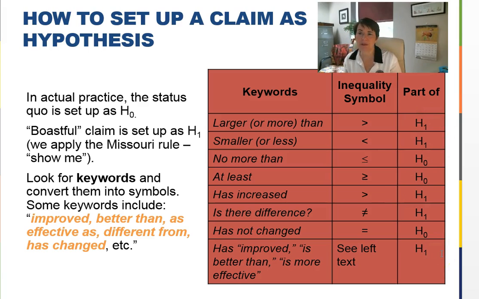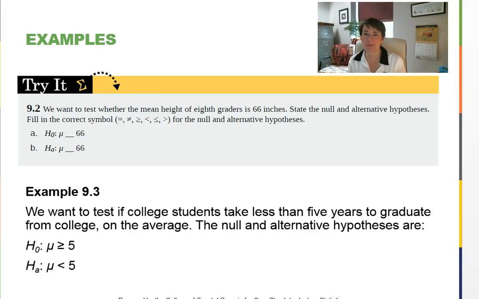Just some ideas of keywords and what they mean and what that would then mean for the hypothesis. Sometimes you go over these in math classes, in algebra classes, I guess I meant, where you're looking for what kind of words in a word problem mean certain symbols. And this is just a handy chart to let you know that. This other example, we want to test whether the mean height of 8th graders is 66 inches. Right there you can kind of see it's going to be our equal sign, right? So state the null and the alternative hypotheses. So our null hypothesis is going to be equal, and our alternate one is going to be not equal, because that is exactly what we're proving.